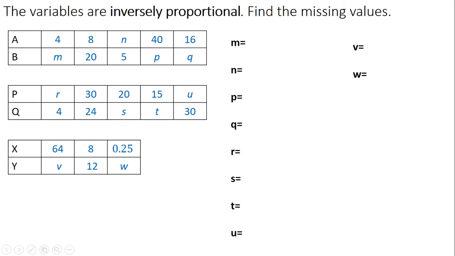Okay, so for these questions, the variables are inversely proportional, which means that when one of them multiplies, the other one needs to divide. You should also find that your pairs always multiply to make the same number within a table. So use that now and see if you can find the letters M through to W. I'm going to give you a couple of minutes on it, so don't worry if you don't quite have time to finish them all.